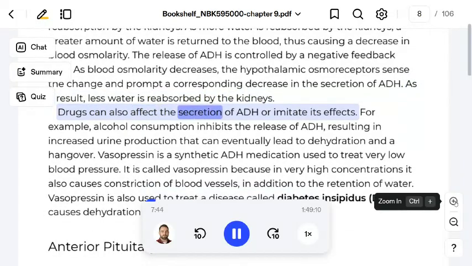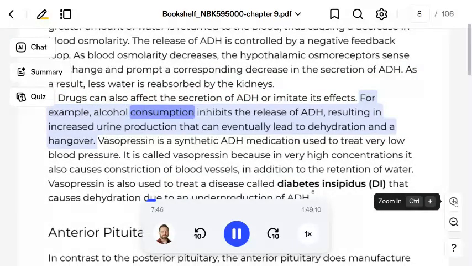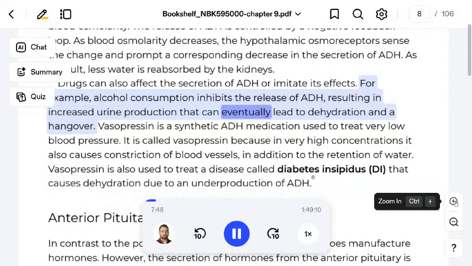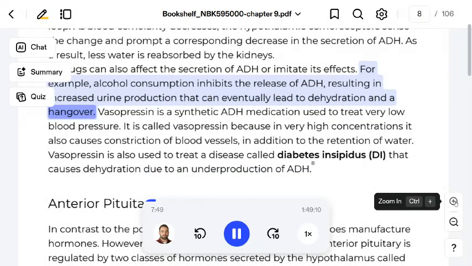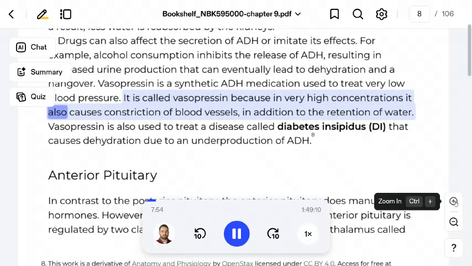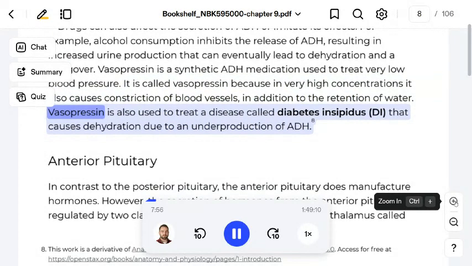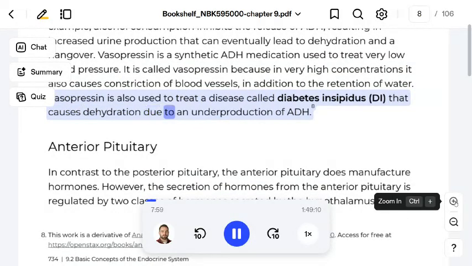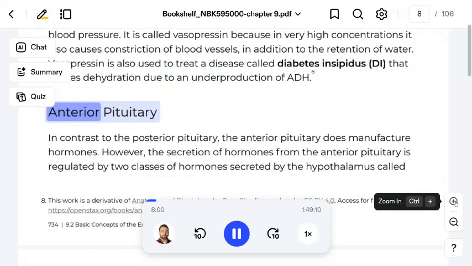Drugs can also affect the secretion of ADH or imitate its effects. For example, alcohol consumption inhibits the release of ADH, resulting in increased urine production that can eventually lead to dehydration and a hangover. Vasopressin is a synthetic ADH medication used to treat very low blood pressure. It is called vasopressin because in very high concentrations, it also causes constriction of blood vessels, in addition to the retention of water. Vasopressin is also used to treat a disease called diabetes insipidus that causes dehydration due to an underproduction of ADH.